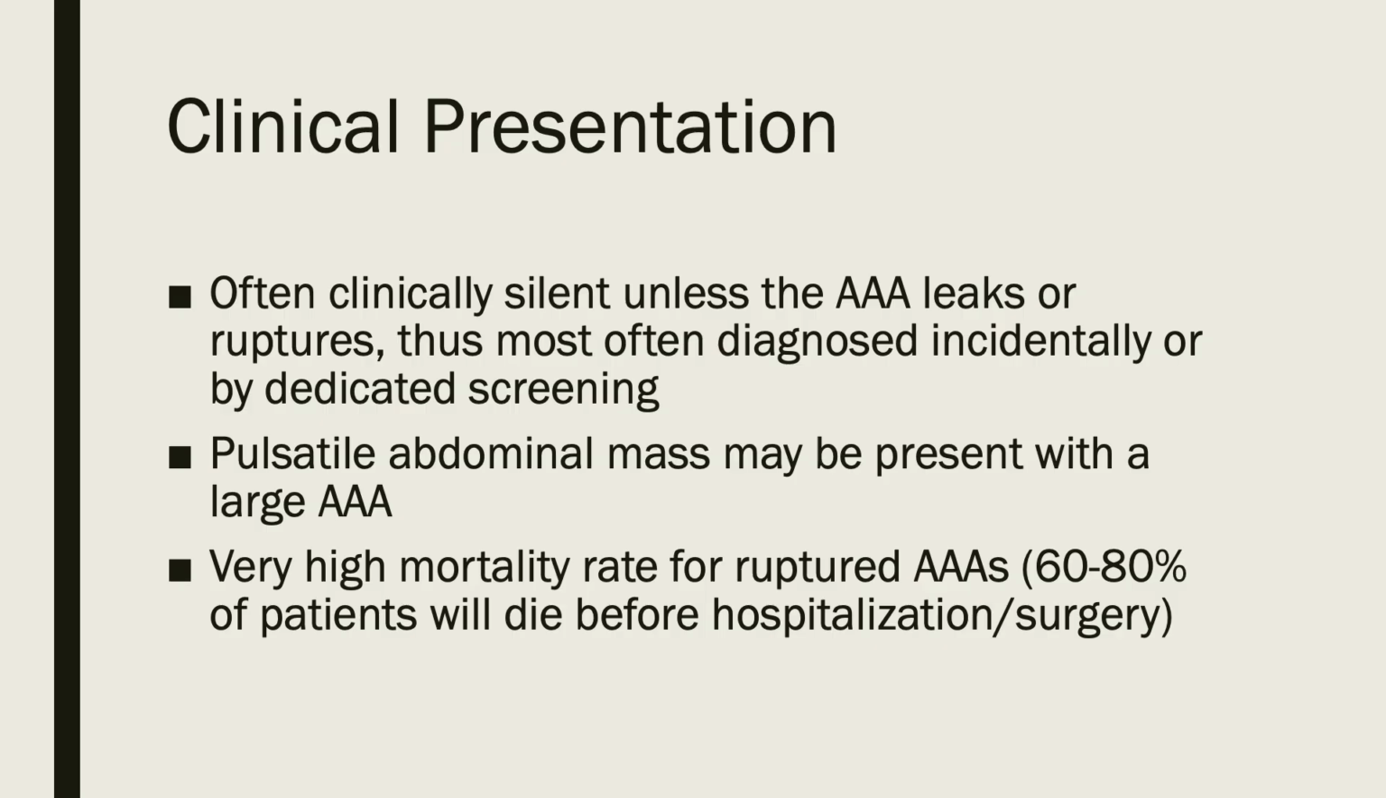Rupture is probably the most feared complication of abdominal aortic aneurysms due to the extremely high mortality rate. In fact, 60 to 80% of patients who experience a rupture will die before they ever reach the hospital or an OR.